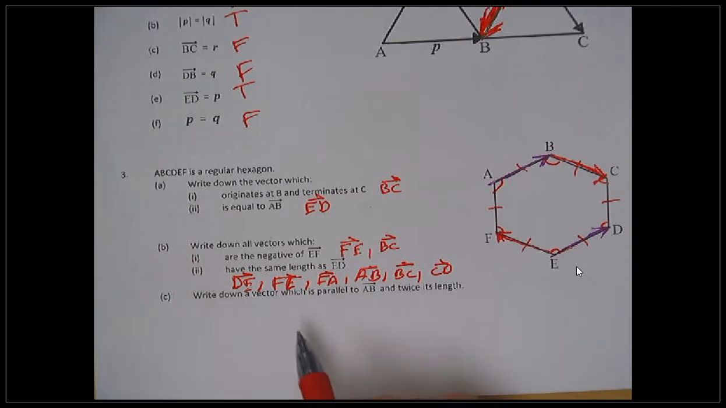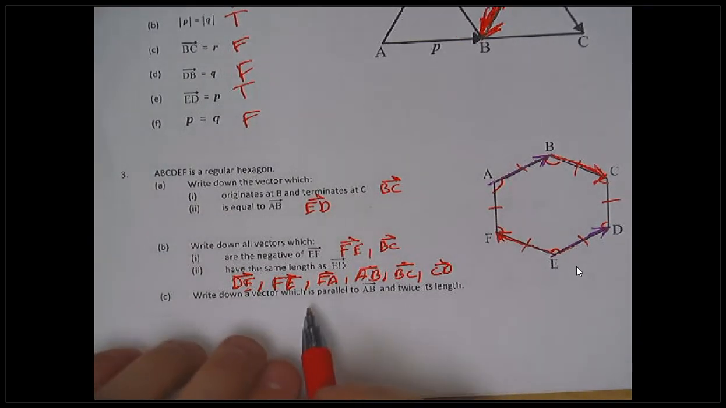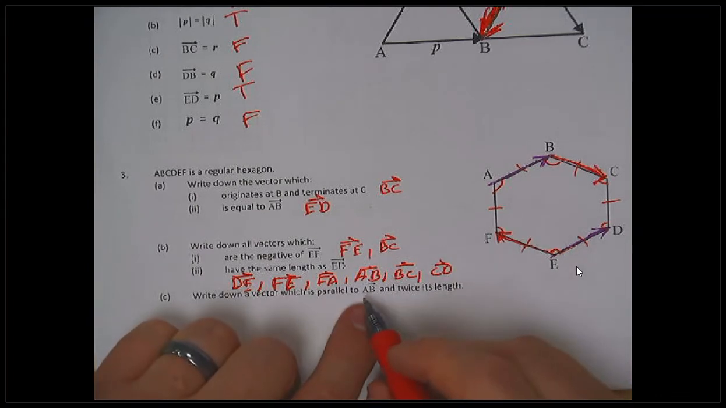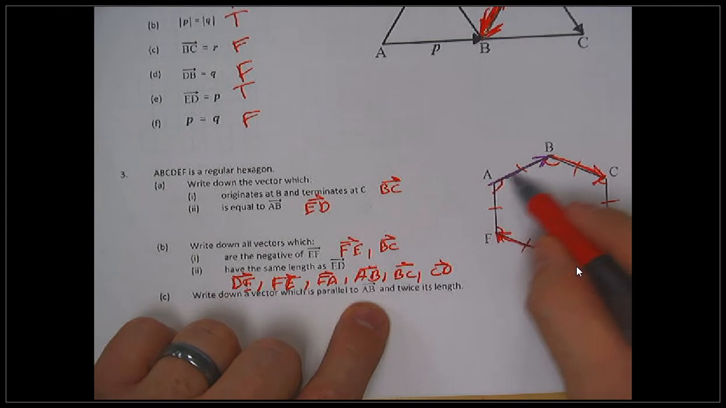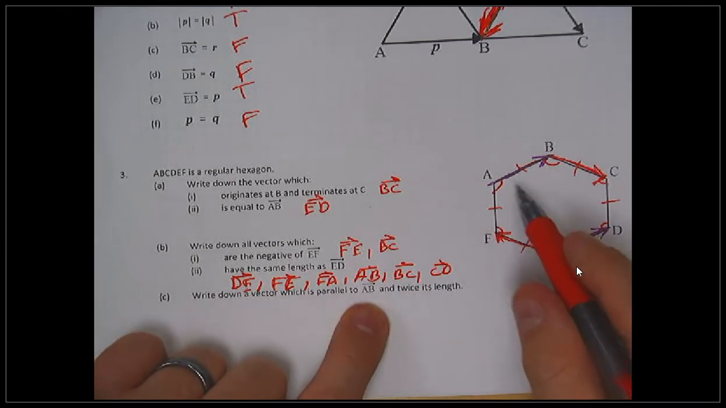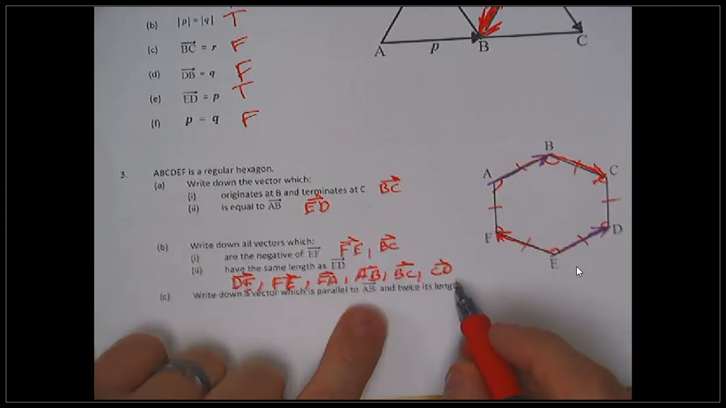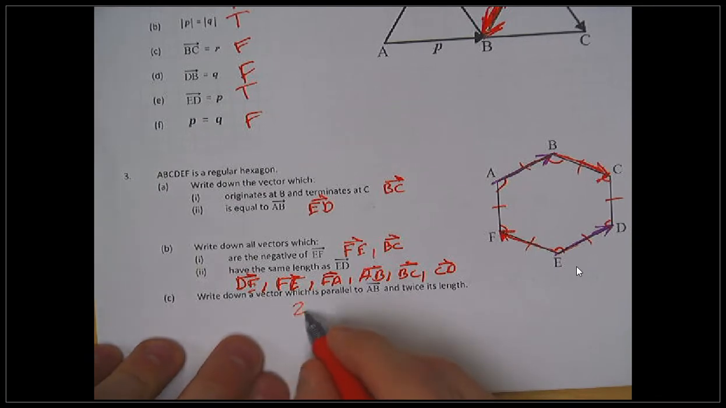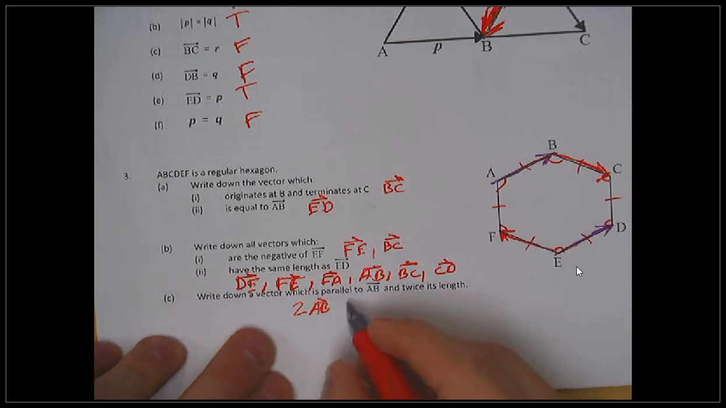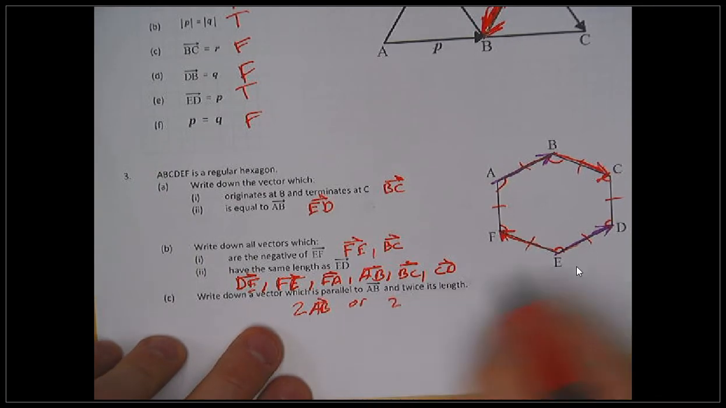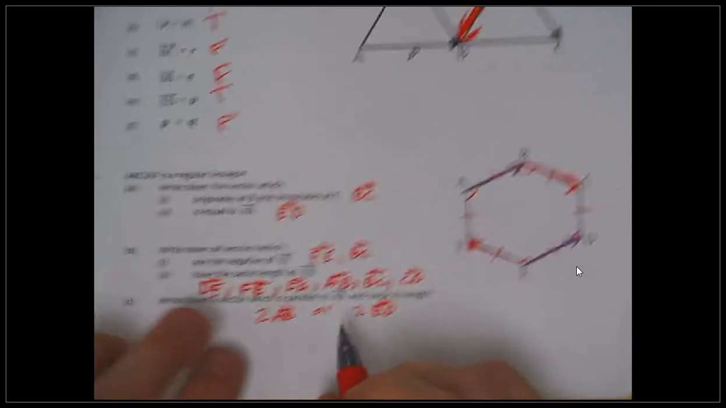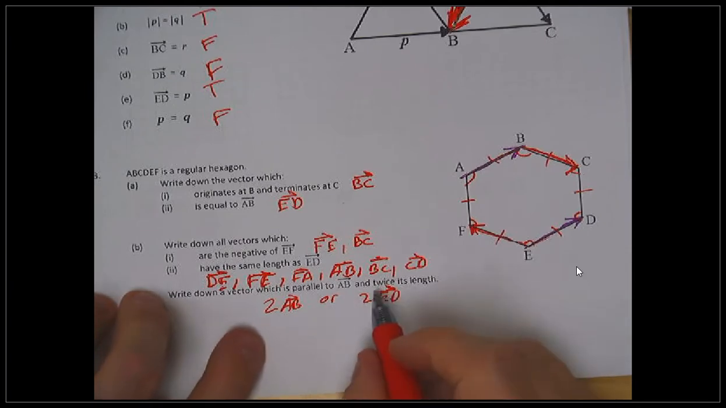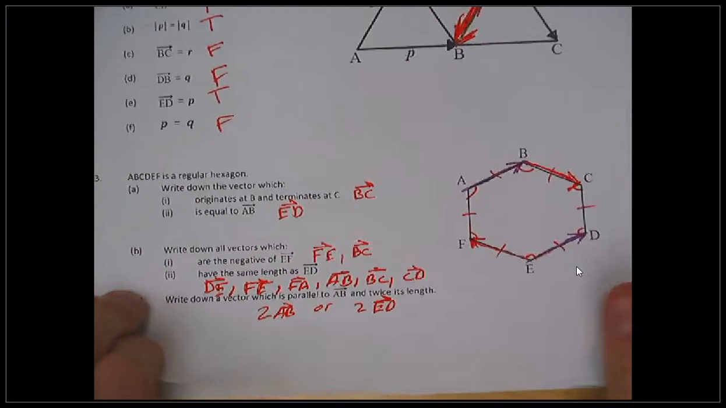Then it says write down a vector that is parallel to the vector A to B, and twice its length. Well, that would be 2 times AB, or 2 of our vector E to D. Those would be examples of a vector that's twice the length of this vector AB.